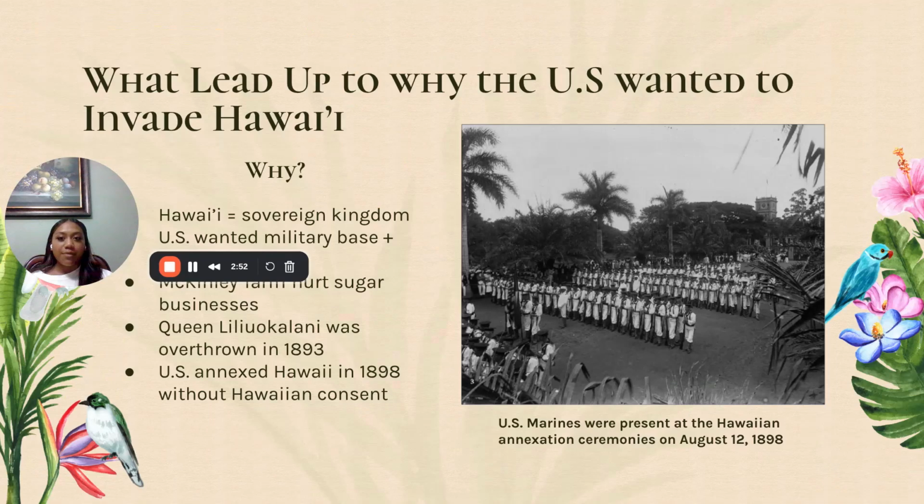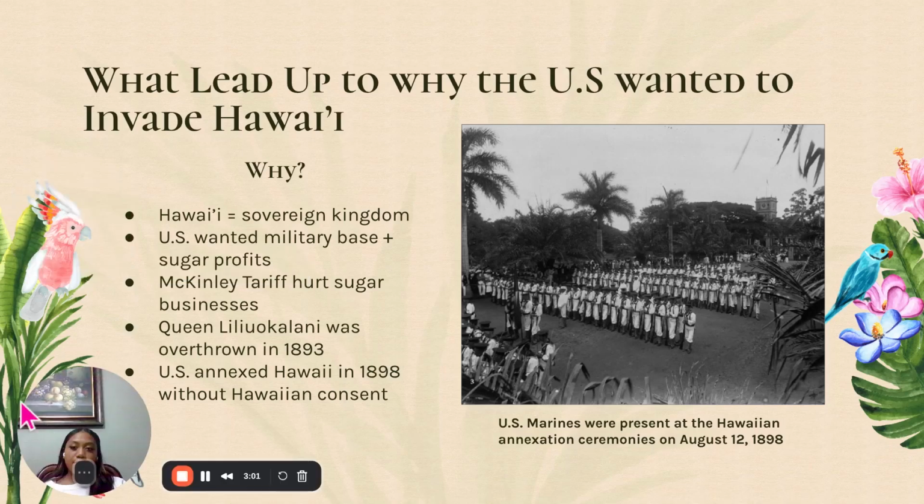What led up to why the U.S. wanted to invade Hawaii? Hawaii equaled the sovereign kingdom. The U.S. wanted a military base plus sugar profits. The McKinley tariff hurt sugar businesses.